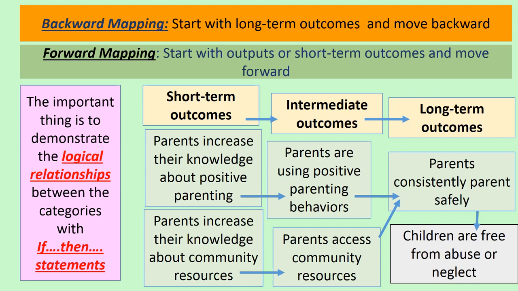Using a forward mapping logic, the if-then statements for this logic model are: if parents increase their knowledge about positive parenting and about community resources, then parents will use positive parenting behaviors and access community resources for ongoing support. If parents are using positive parenting and community resources, then they will consistently parent safely and children will be free from abuse and neglect.